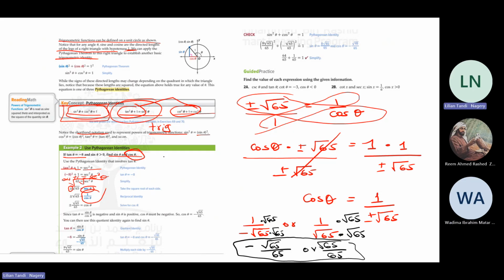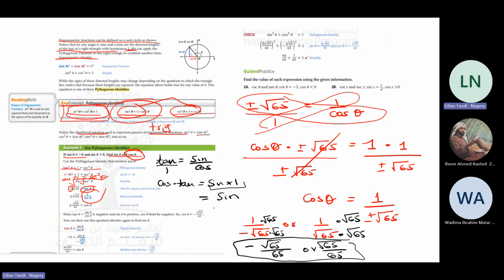Okay, then now you want to find sine. You know the rule for tan is sine over cos. Put tan over 1 and do the butterfly method: you will have cos times tan equals sine times 1. Yes or no? Yes. Sine times 1 is just sine, and that's what you want.